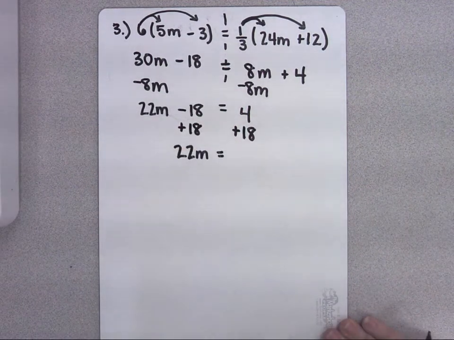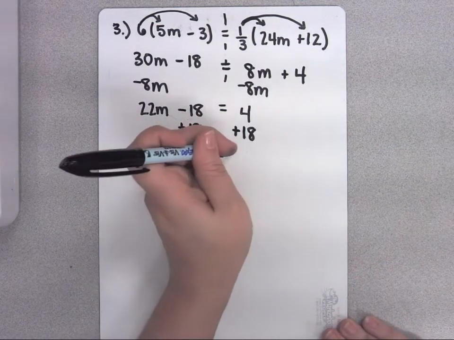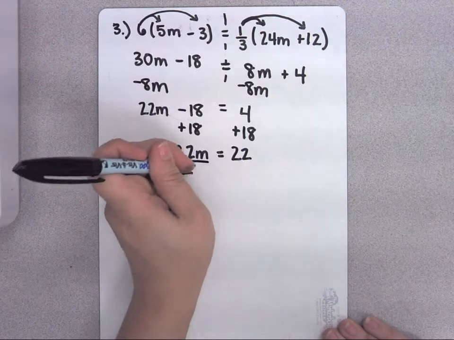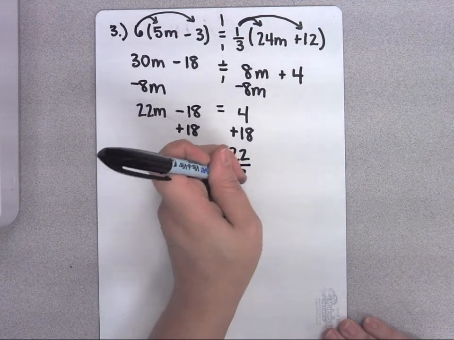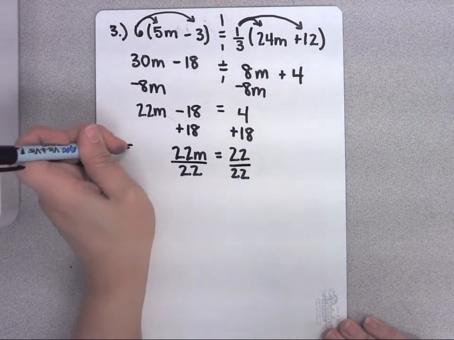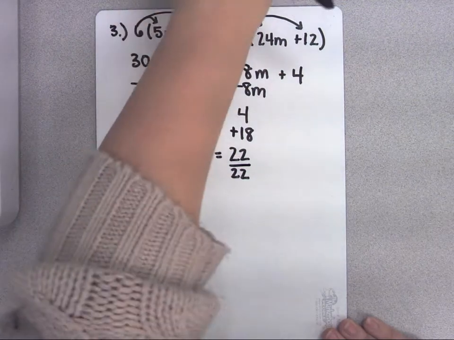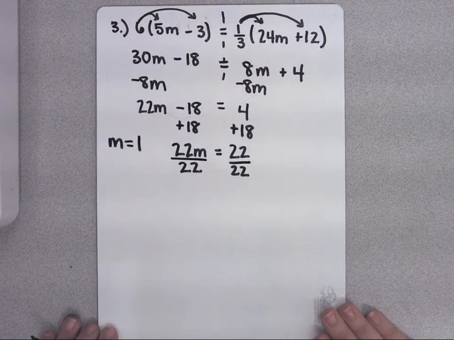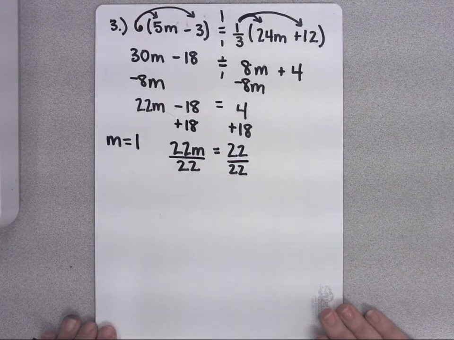Eventually, you'll start saying my sayings over and over again. What is 4 and 18 added together? Divide both sides by 22. What do you get? m equals 1. I know that's scary when that happens. You're like, am I wrong? Or when you get 0 as an answer.